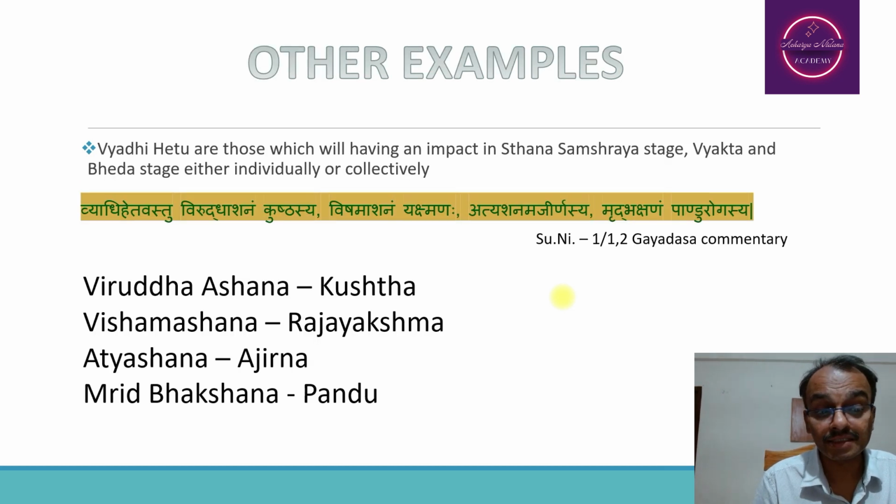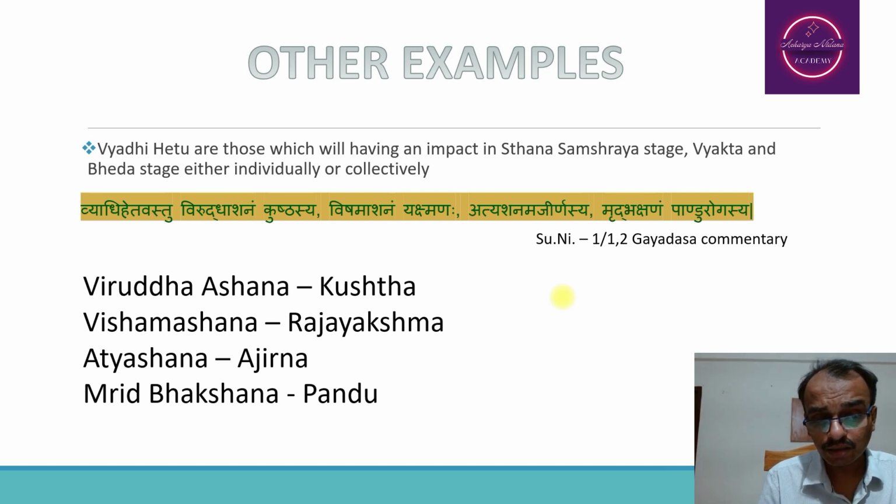Regarding other examples, the Sushruta Nidanasthana first chapter, Gayadasa commentary, gives further examples for Vyadhi Hetu: Viruddhashanam Kushtasya, Vishamashanam Yakshmanah, Atyashanam Ajirnasya, Mridbhakshanam Pandurogasya. Four examples are being given.